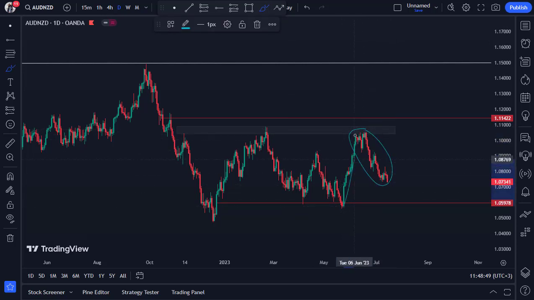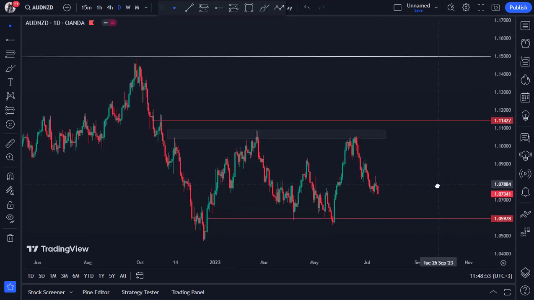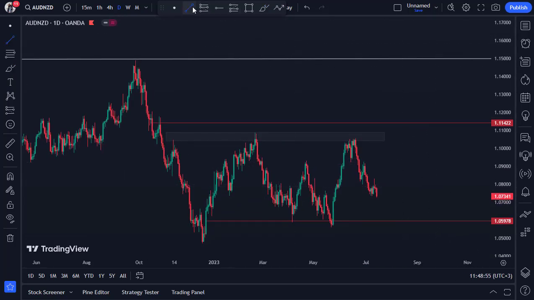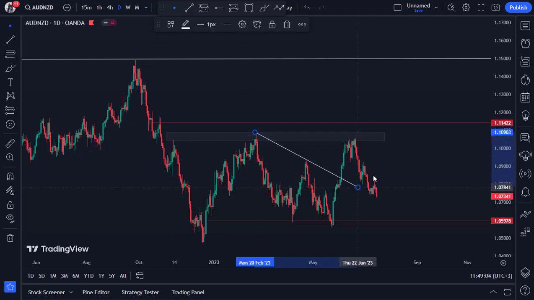After this sharp move to the upside, now we are going to look for a value area where this price might be heading to before we continue with the push to the upside. We are going to start with the outermost trend line. The outermost trend line will be this right here.